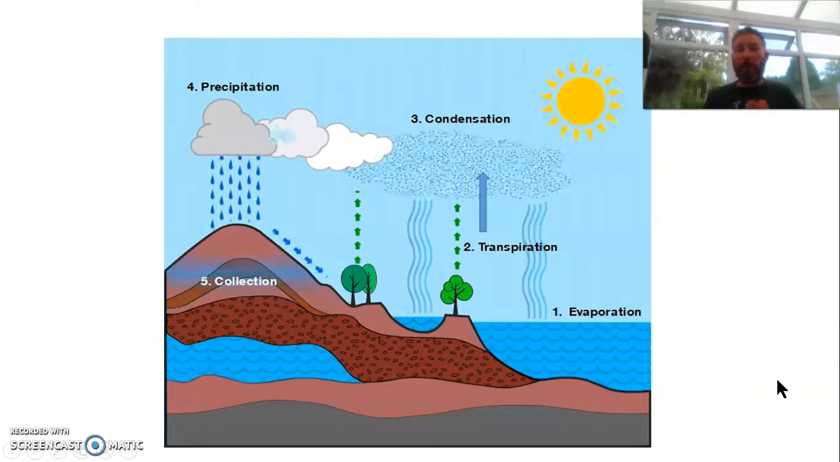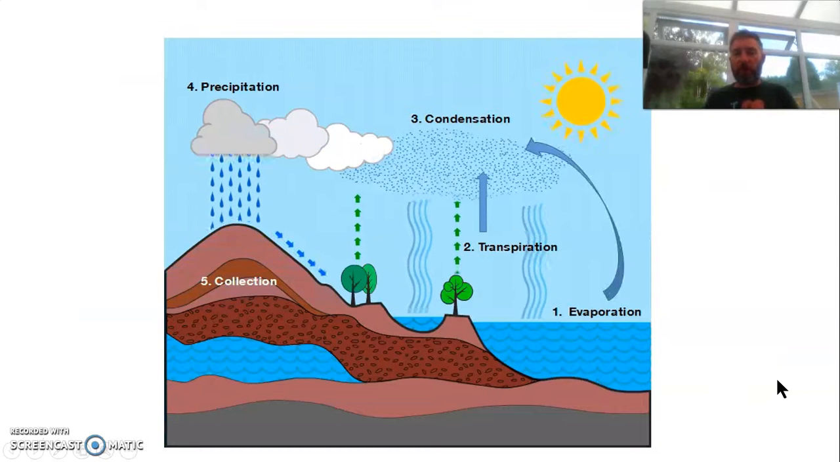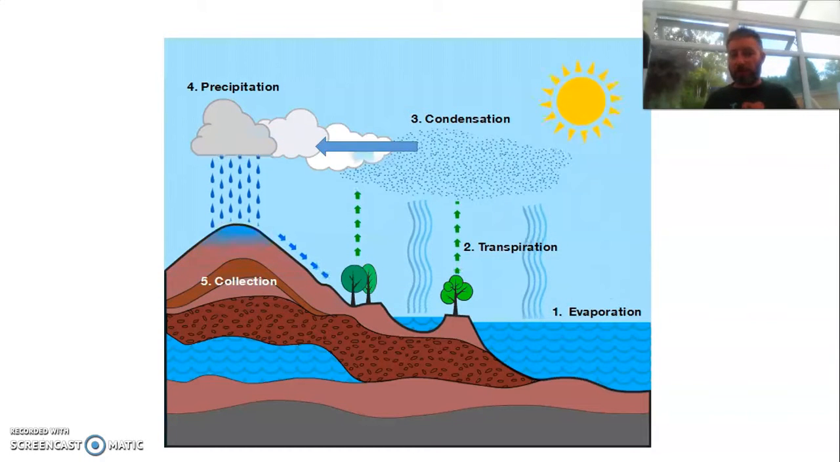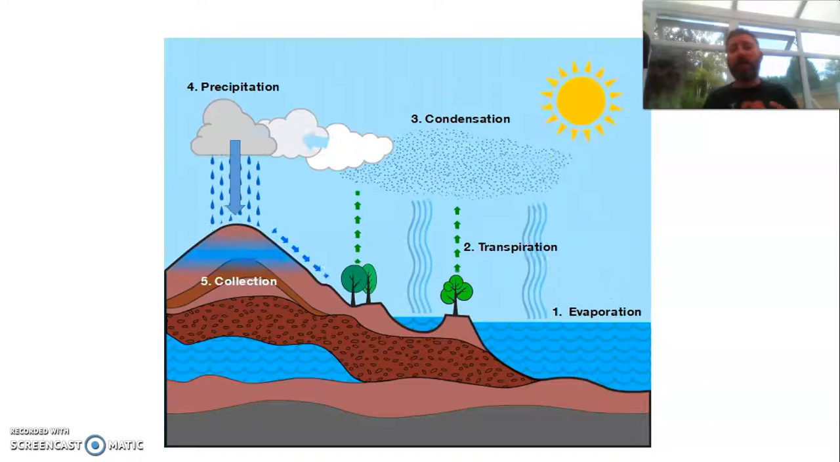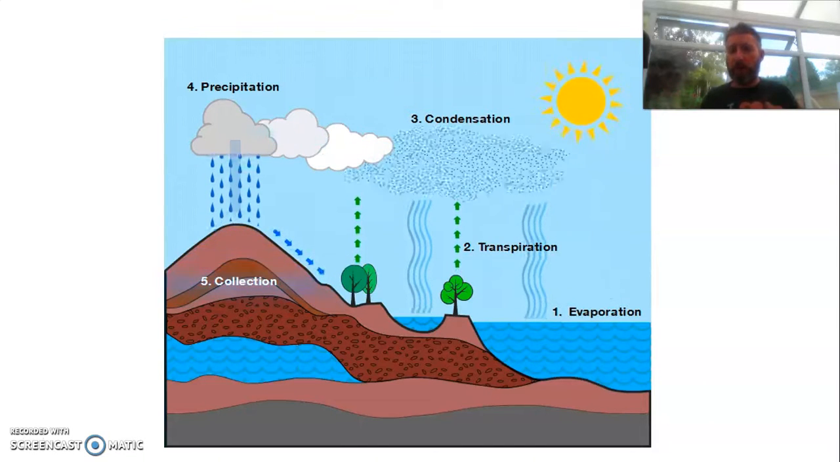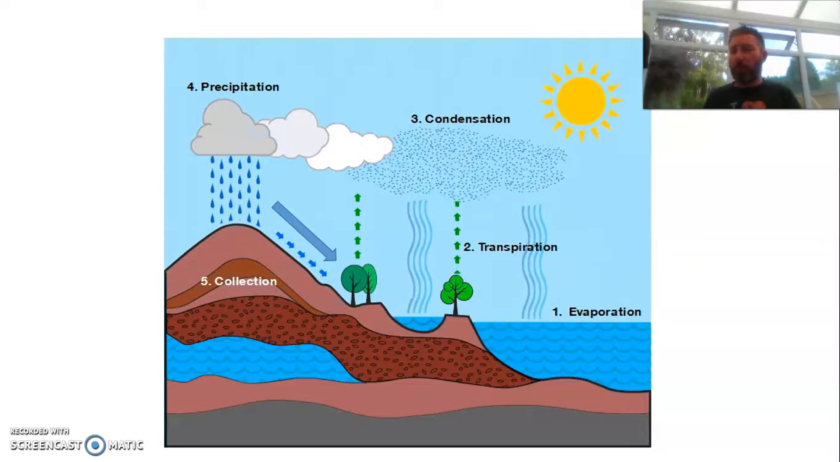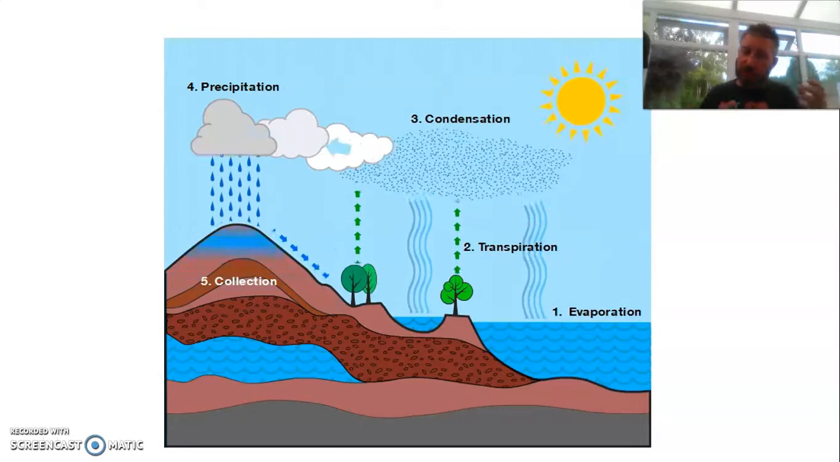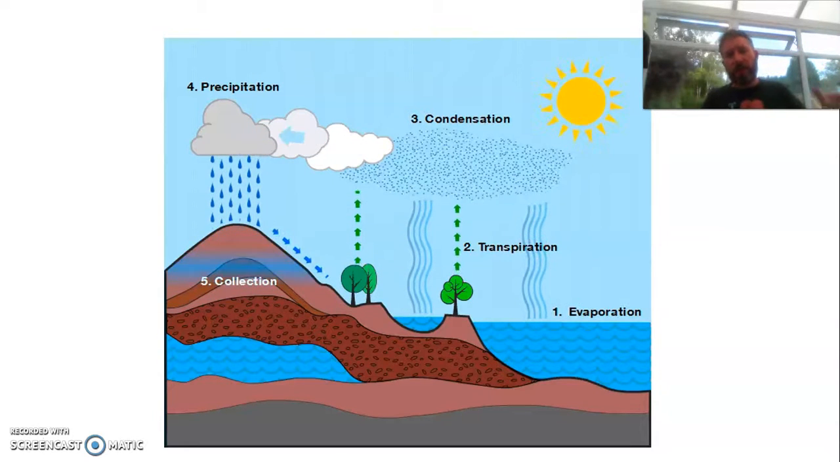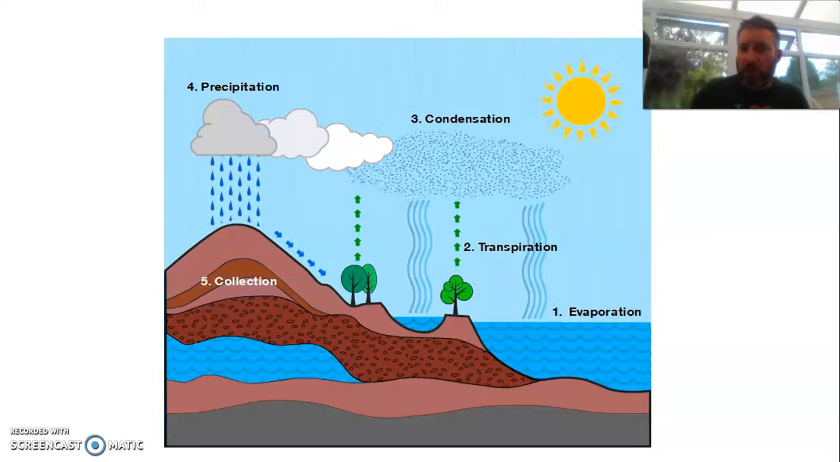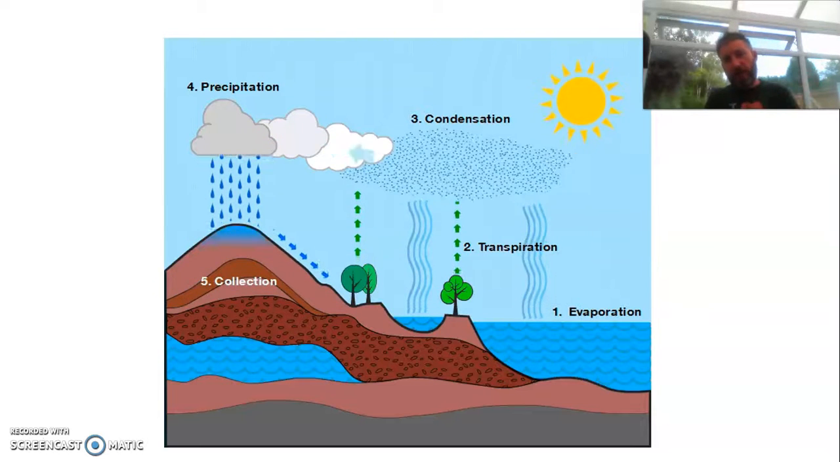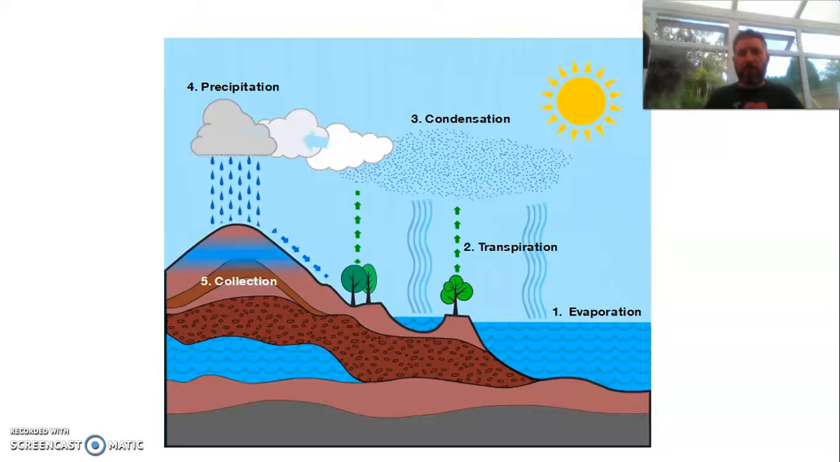Okay, so first things first, you've got evaporation, which chucks the water into the atmosphere. You've got transpiration, which chucks water into the atmosphere. You've then got that water vapour condensing into a liquid. That water vapour eventually precipitates, rains, sleets, snows, down to the ground, and the ground will then collect it, and then eventually feed it back to the sea.